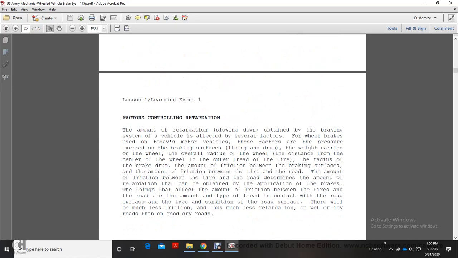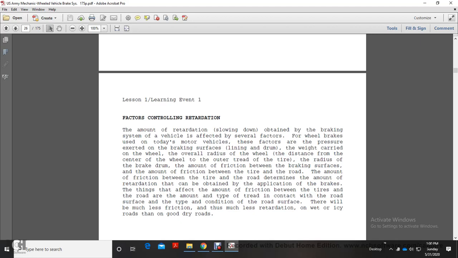Factors controlling retardation. The amount of retardation, or slowing down, obtained by the braking system of the vehicle is affected by several factors of the wheel brakes used on today's motor vehicles. The factors are: pressure exerted by the braking source, lining of the drum of the wheel, weight carried on the wheel, radius of the wheel (the distance from the center of the wheel to the outer tread of the tire), radius of the brake drum, and the amount of friction between the braking surfaces and between the tire and the road. The amount of friction between the tire and the road determines the amount of retardation that can be attained with the application of the brakes.